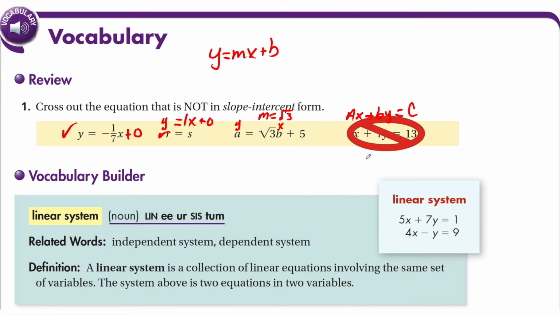But like I said before, today we're going to be talking about linear systems. You have different types of linear systems. You have the independent system or the dependent system. All right? A linear system is a collection of linear equations involving the same set of variables. The system above is two equations in two variables. Notice we have two different equations, equation 1, equation 2, but more importantly, we also have two variables. You have your x variable, which is right there, and your y variable, which is right there. And that's all that basically we are going to use to create these linear systems.